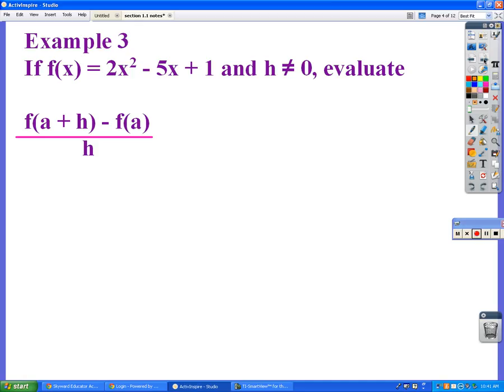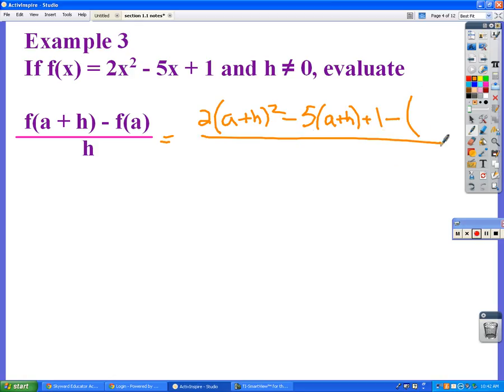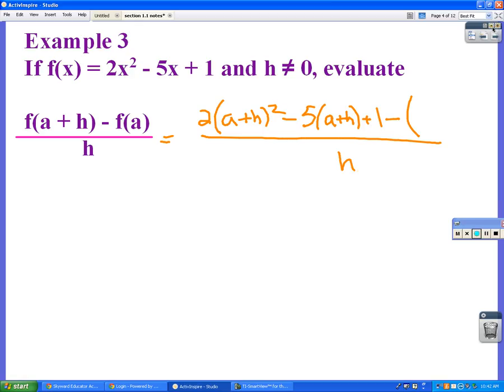Plug in a for x. We need to put them together. Okay, let me get you started, okay? So you're going to take a plus h and plug it in there where you see the x's. So I'm going to rewrite this as 2 times a plus h squared, right? Because I'm just putting the a plus h in there, minus 5 times a plus h plus 1, and simplify that out. And then minus, hint, hint, in parentheses, because you're subtracting everything. What do you get when you put a in there first?